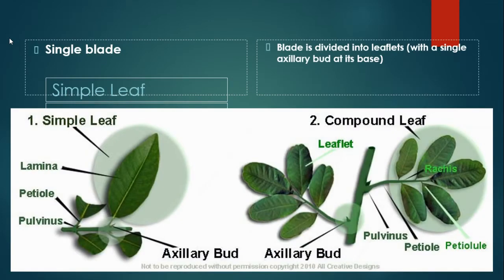So here we have just a simple leaf. You can see the single blade. And then we have a compound leaf, which is consisting of leaflets.